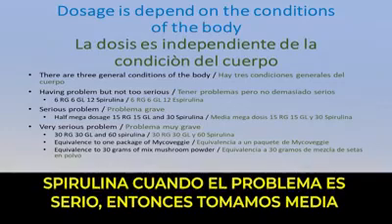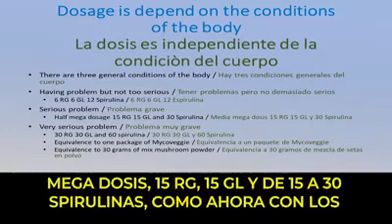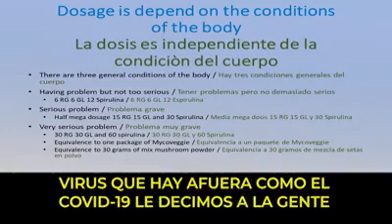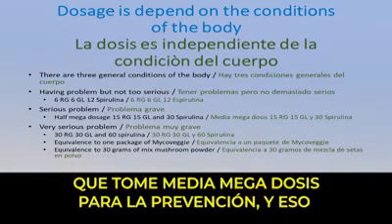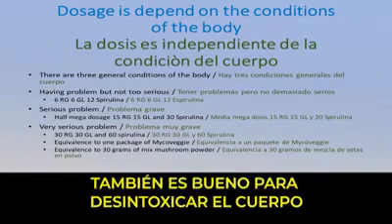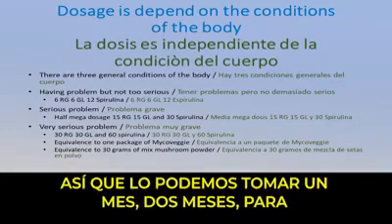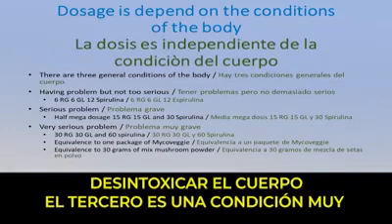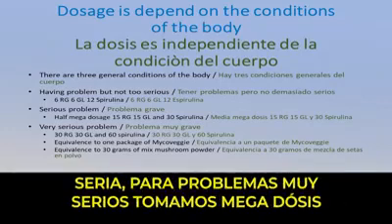Okay, then when the problem is serious, we go for half mega dosage: 15 Rg, 15 GL, then about 15 to 30 spirulina. Like now, there are many viruses in the market, the endemic of COVID-19 and everything. So we ask people to use half mega dosage for prevention. This is also good to detox the body, you know. So we can take it for 1 month, 2 months, to detox the body. Thirdly is the very serious problem. For a very serious problem, you close your eyes and go for the mega dosage.